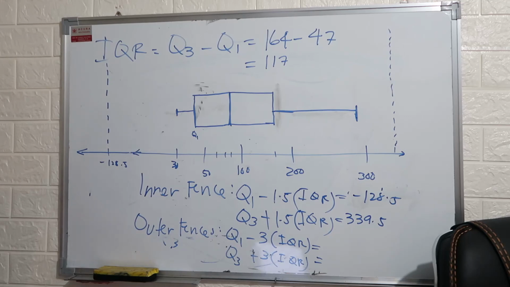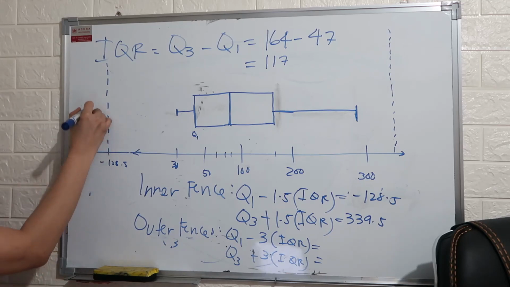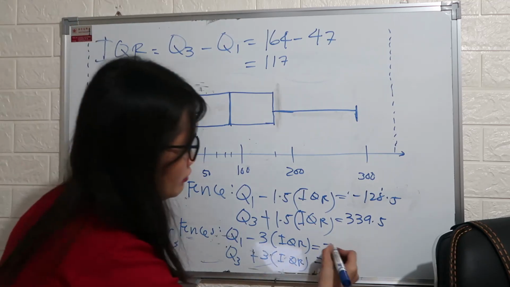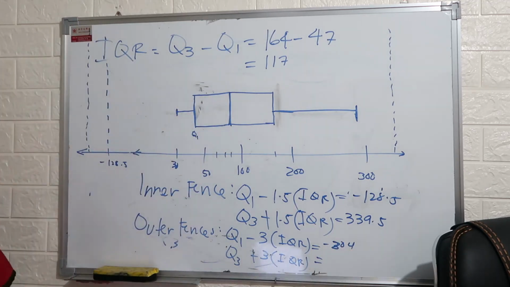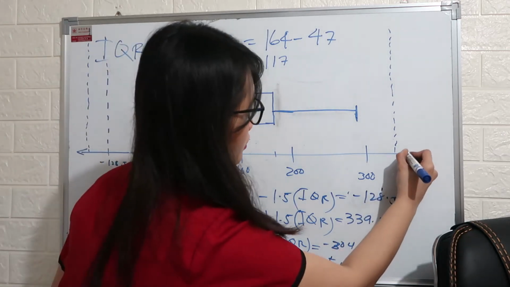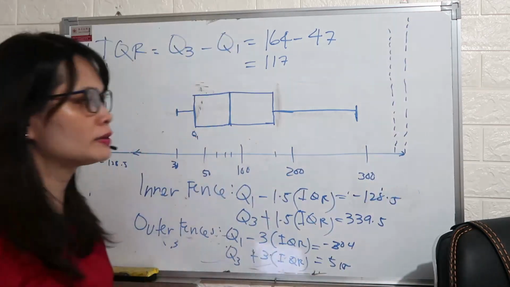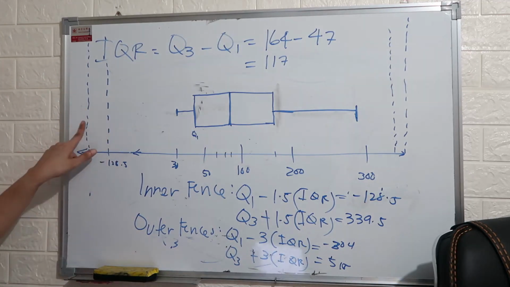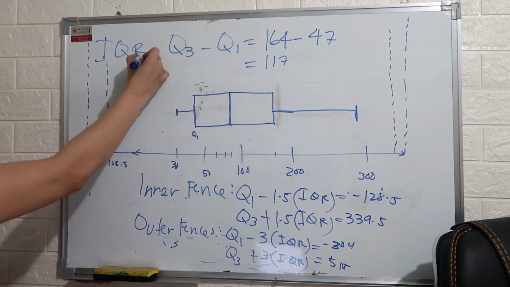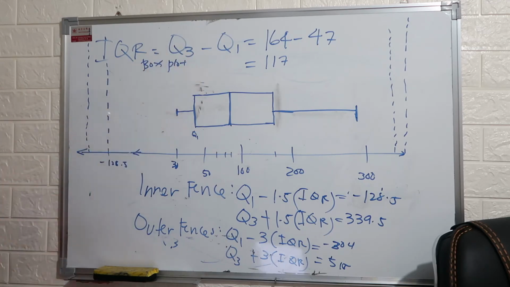Negative 304. So here, nandito yun, 304. The other one. Sorry? 515. So more or less here. So that is your box plot. Inner fence, outer fence, and then this is your 5 number summary. So this is your box plot.